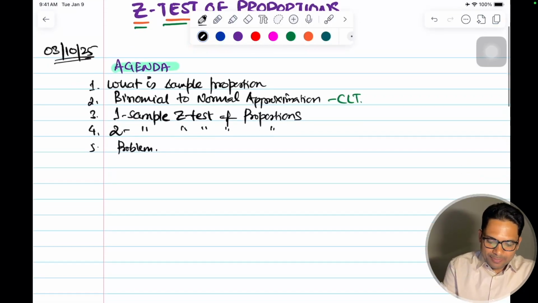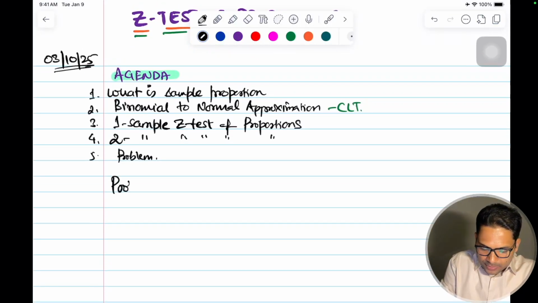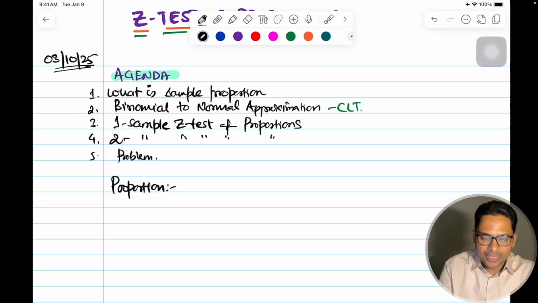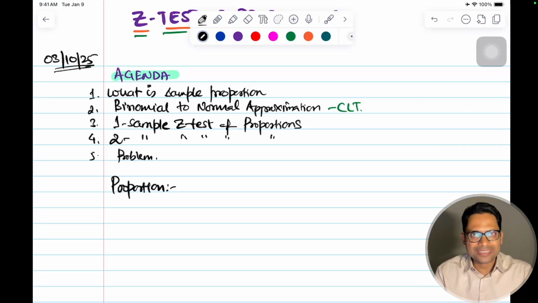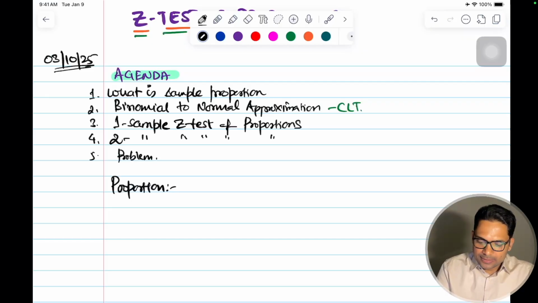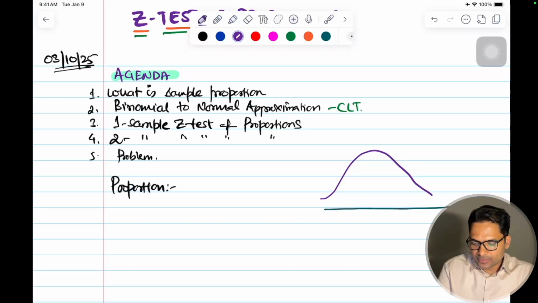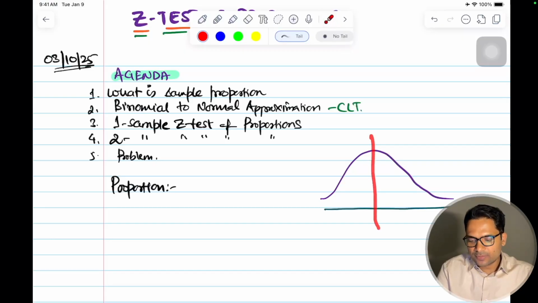So what do we mean by the word proportion here? That is the key. Earlier, if I'm doing the normal Z-test, the data is normally distributed there. When we are dealing with numbers, the data will be normally distributed and we'll have this curve. All these plots that we see in the PDF are numbers, right? We have some numbers and corresponding to that we have some values.